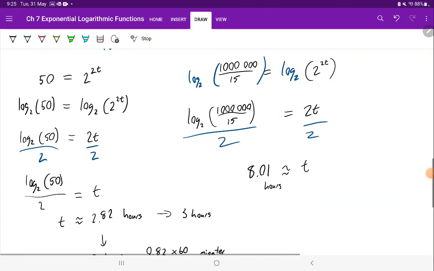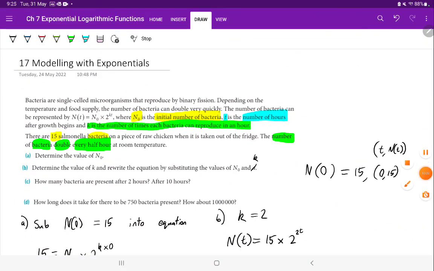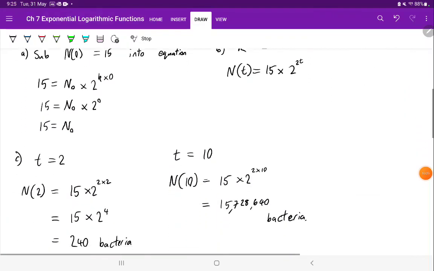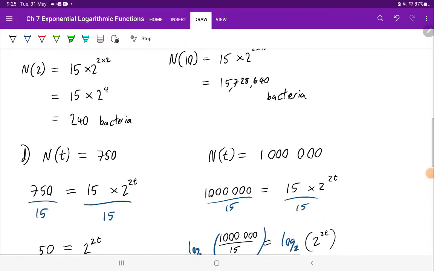So there we go. There's our first example of modeling with an exponential function. And once you've got the function, then you can substitute in either your x or y variable to find the other one.